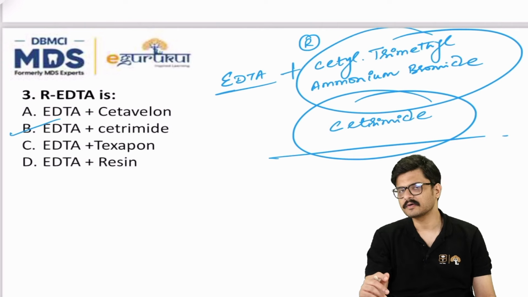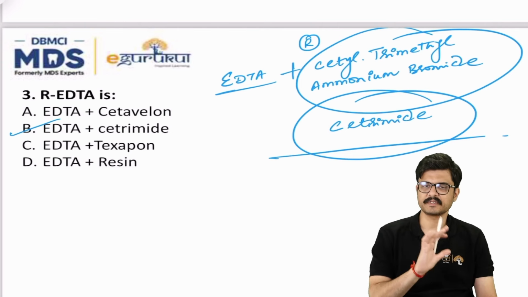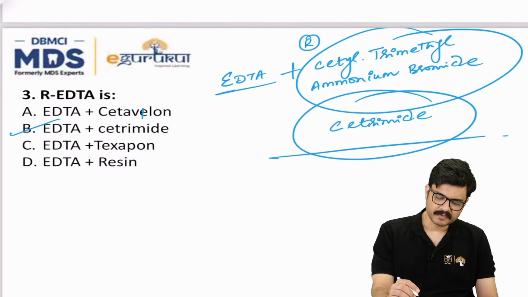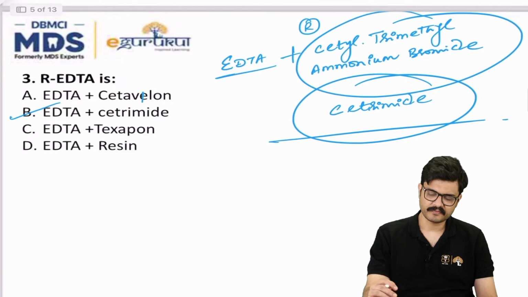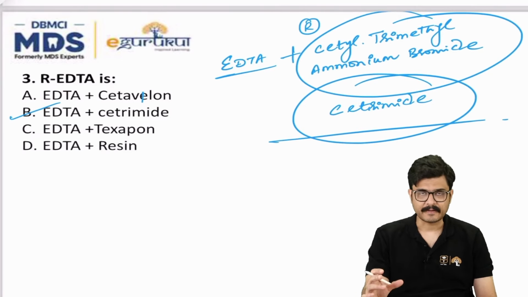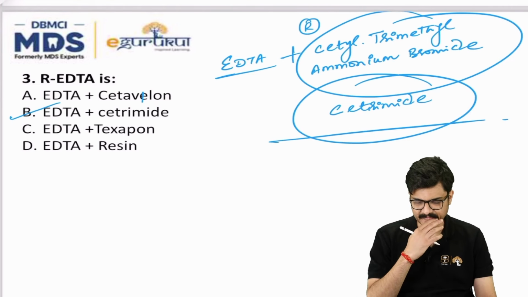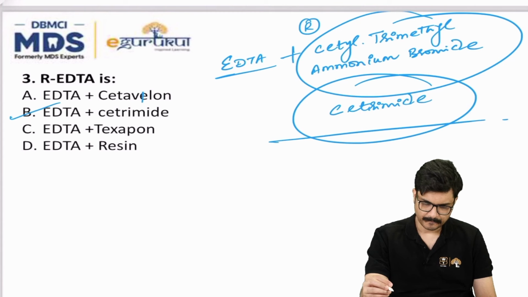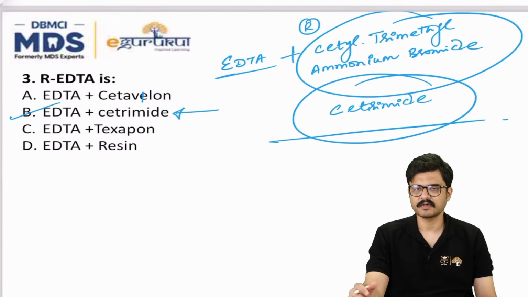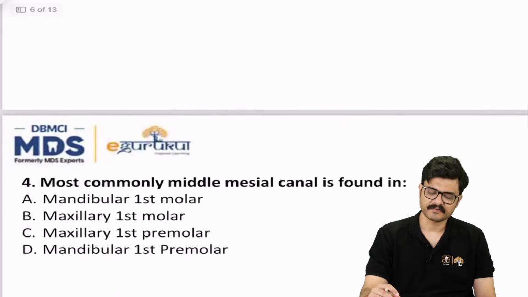Now, why am I saying it's a controversial question, guys? Because if I were the examiner, I would not put Cetavlon as one of the options. But there was an option of Cetavlon according to some references here. Now, Cetavlon also contains cetrimide, so that makes the answer slightly tricky. But ideally, the answer would be, in all likelihood, EDTA with cetrimide. This remains a controversial question. If this is asked again, I would go with EDTA plus cetrimide, guys.